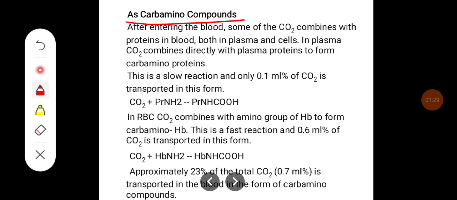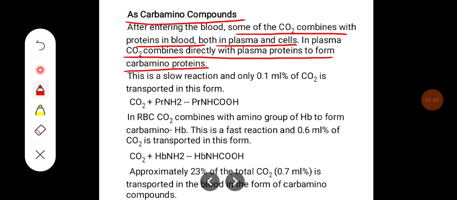As carbamino compounds, after entering the blood, some of the carbon dioxide combines with the proteins in blood, both in plasma and cells. In plasma, carbon dioxide combines directly with plasma proteins to form carbamino proteins. This is a slow reaction and only 0.1 ml% of carbon dioxide is transported in this form. Carbon dioxide combines with the amino part of the protein to form a complex carbamino compound.